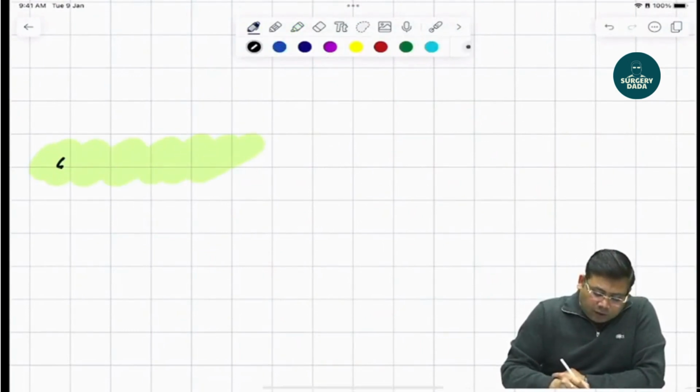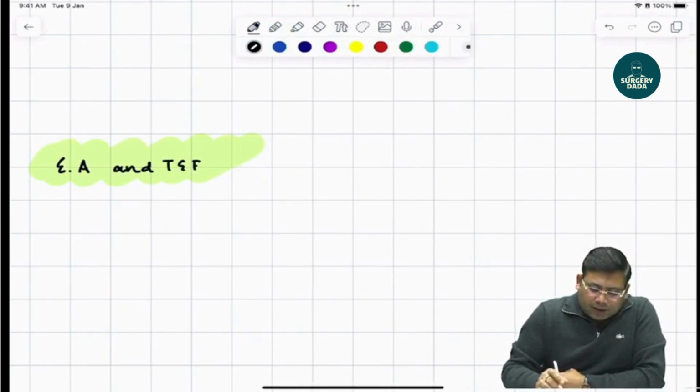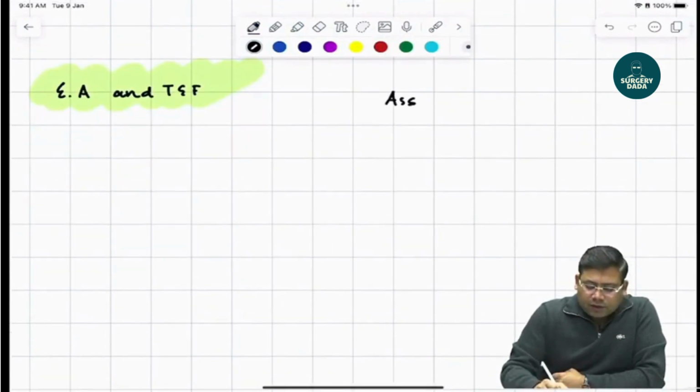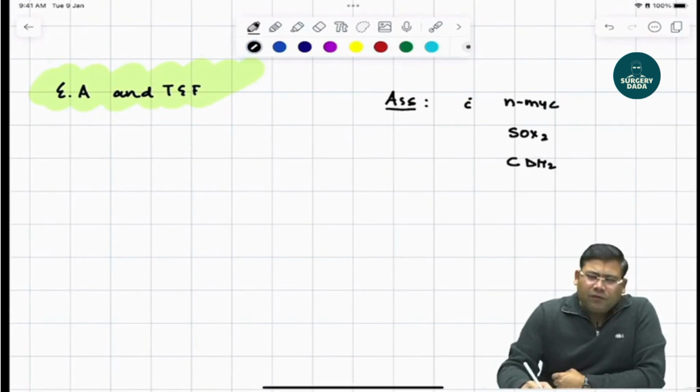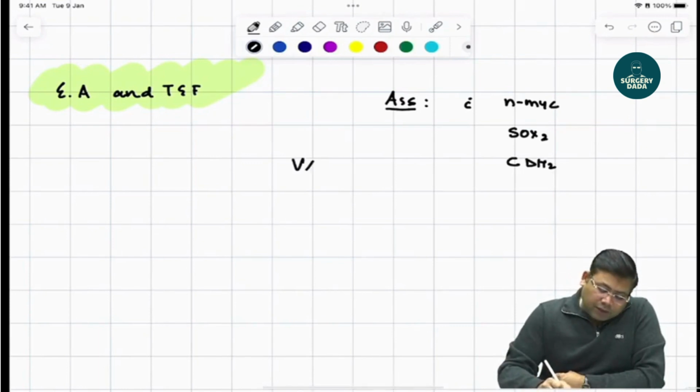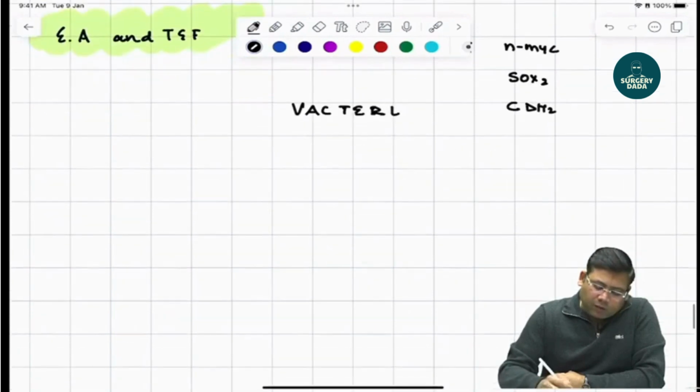When we talk about esophageal atresia and TEF, try to understand they are associated with certain mutations, NMYC, then we have SOX2, then we have CDH2, even we have CDX also, I don't know about that. So they are associated with VACTERL group of defects. Now what do you mean by VACTERL group of defects?